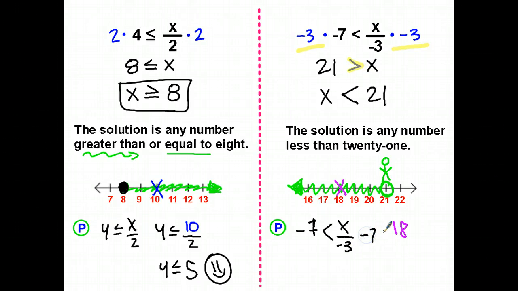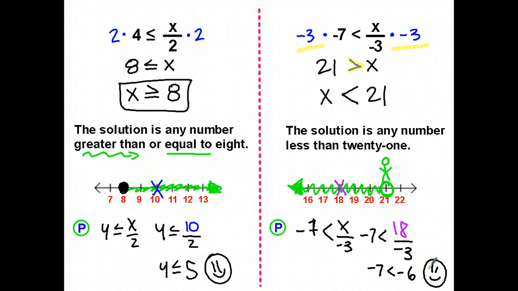So I have negative 7 is less than 18 divided by negative 3. Negative 7 is less than, and 18 divided by negative 3 is negative 6. And so then I remember on a proof, I have to ask myself, is it true? Is it true that negative 7 is less than negative 6? And hopefully you'll say, yeah, totally is true. So I'll say, okay, I know I did it correctly.